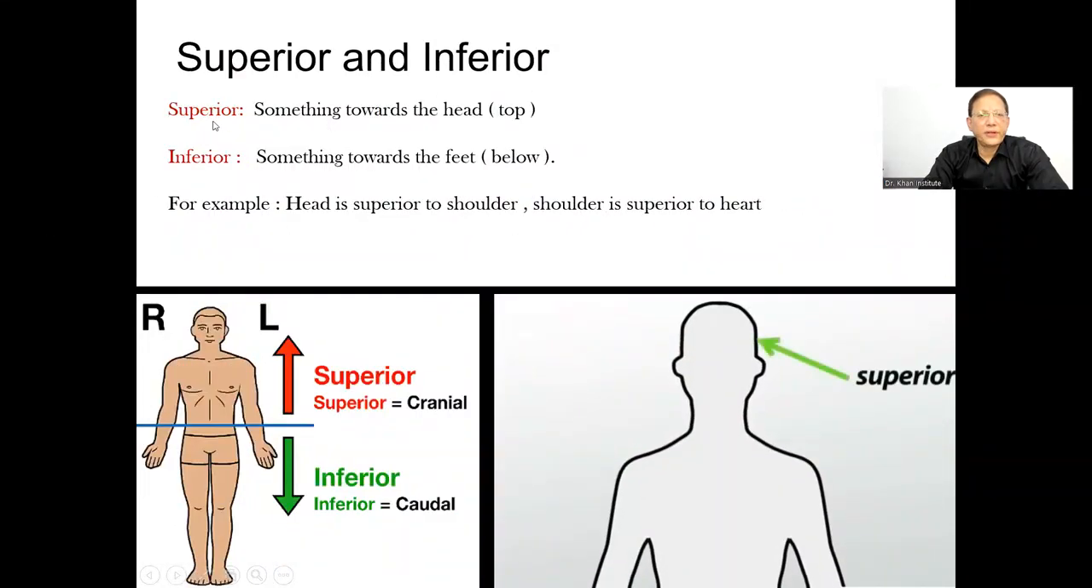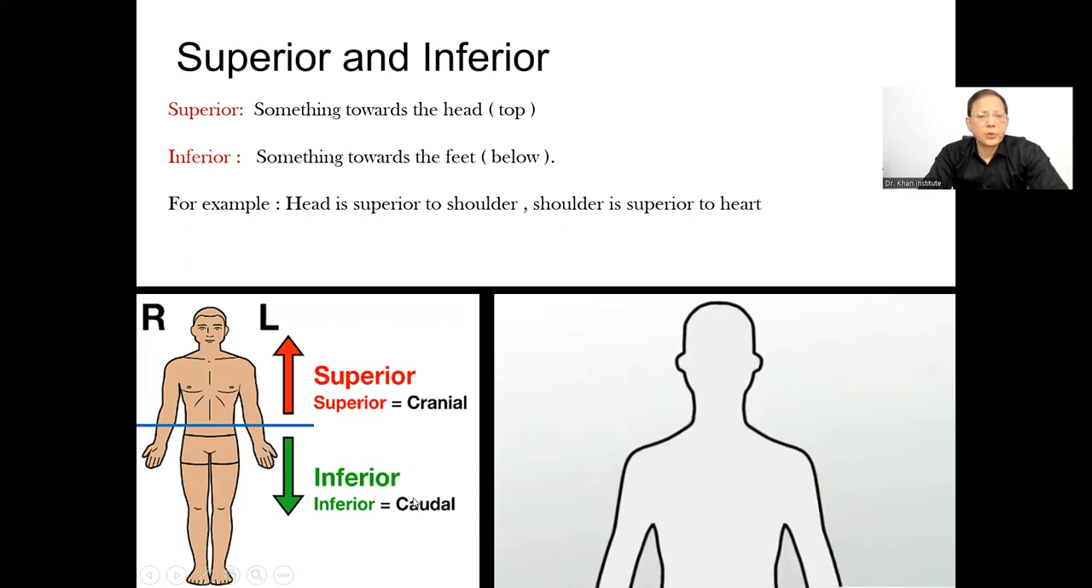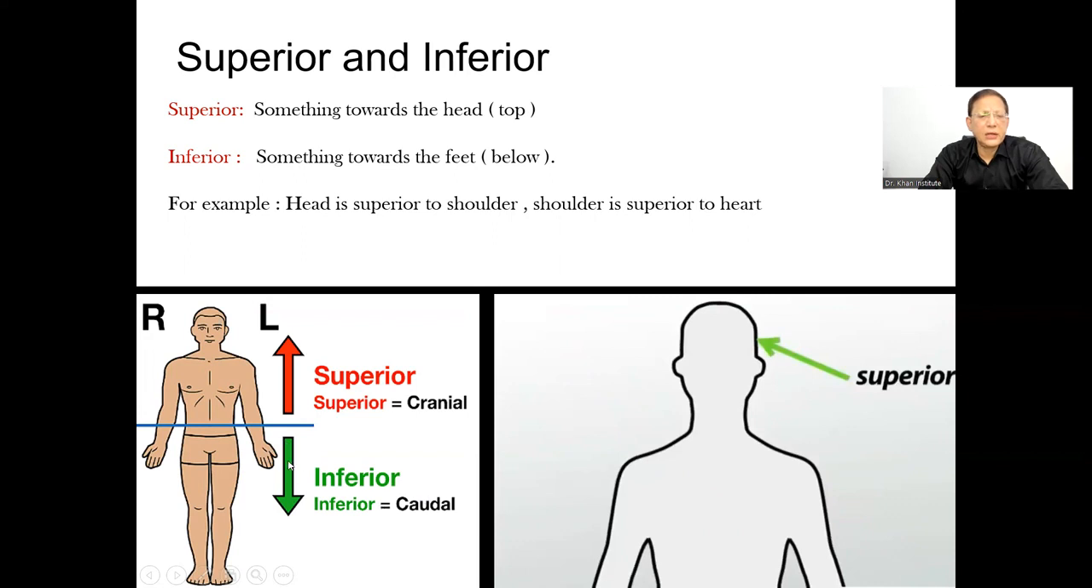Superior and inferior. Superior means something which is towards the head, means top. We can also use the term cranial. Cranial, why? Because the skull bone is also called cranium. So anything towards the head, you can use the word cranial for that. Inferior means something towards the feet. So you can also use the term caudal, which actually means tail.